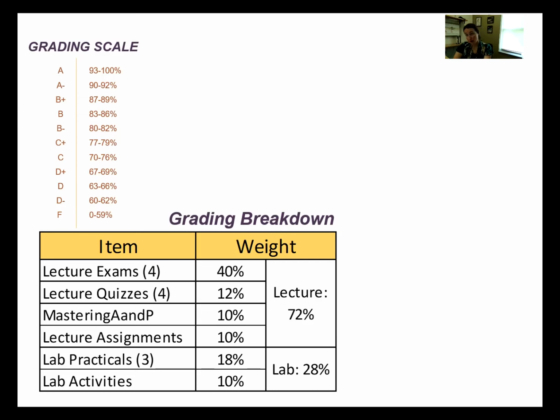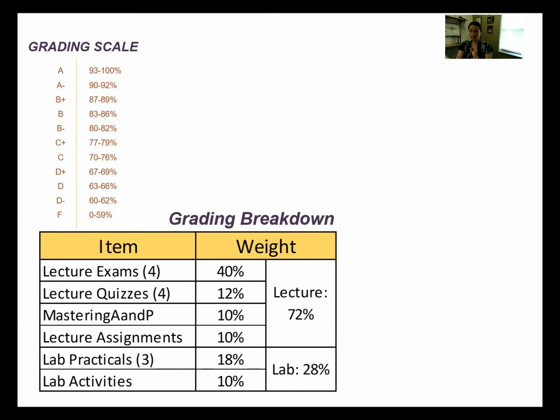Okay. Grading breakdown. This course includes both lecture and laboratory components. In the summer, these two bleed together so much, particularly online. It doesn't even feel like they're two separate courses. So hopefully that will be good for you guys. But in actuality, 72% of your grade comes from lecture content and 28% comes from lab content. Again, these bleed together a lot in the summer, particularly online. We have 4 lecture exams, each worth 10%. Before each lecture exam, there is going to be a quiz worth 3%.